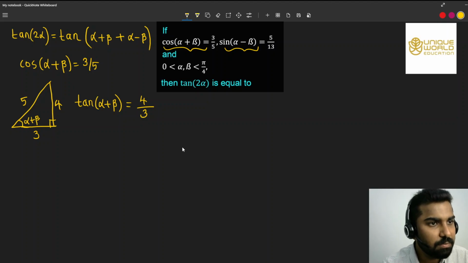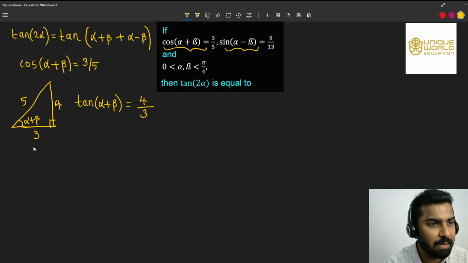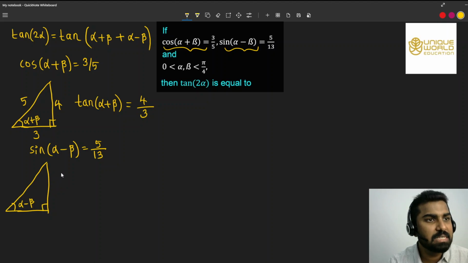In the same way, we have to evaluate the value of tan of alpha minus beta also. How will we evaluate it? We know sine of alpha minus beta is 5 by 13. So if I draw a triangle by taking this angle as alpha minus beta, sine means opposite by hypotenuse.